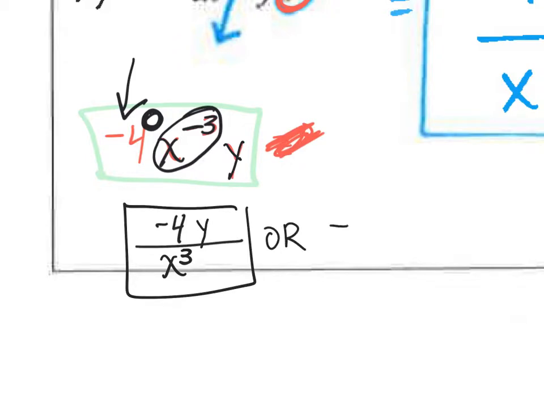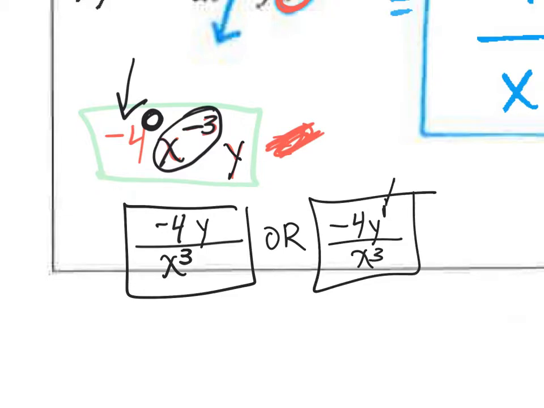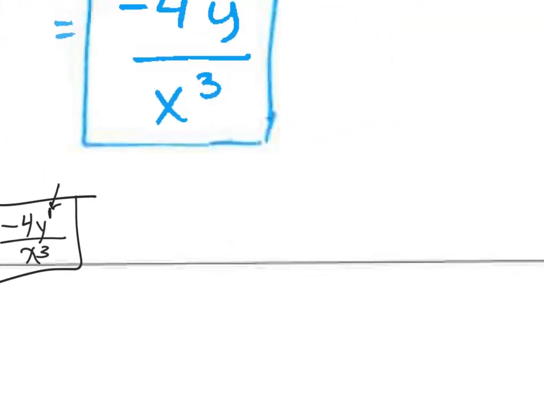Now some of my students like to write it where they leave the exponent of 1 on the y value and they write that 1 right there. That's fine if that's what you need to do. There's nothing wrong with that.